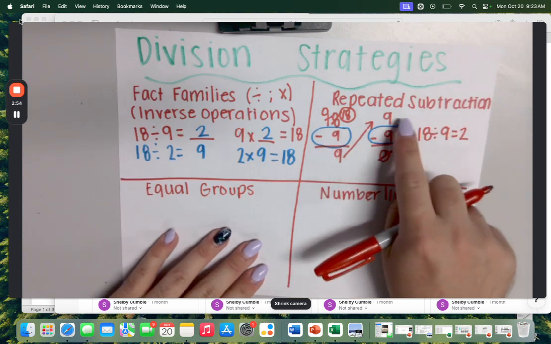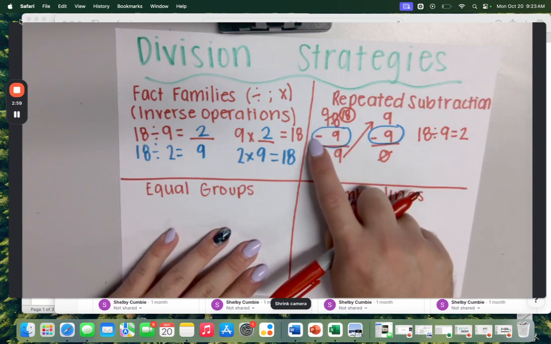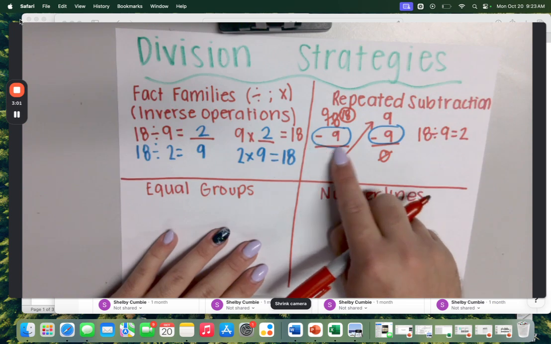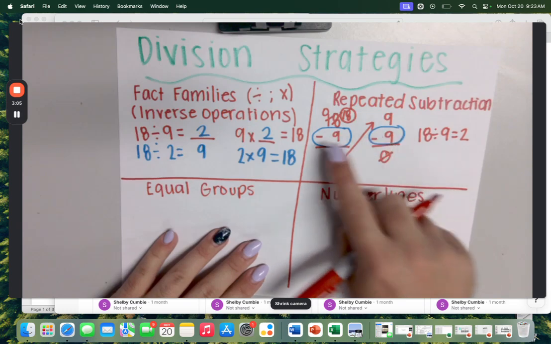The trick with repeated subtraction is to find the number of times you've subtracted. So you take the subtraction symbol and circle the whole part of it, minus how many, and that's how you count.